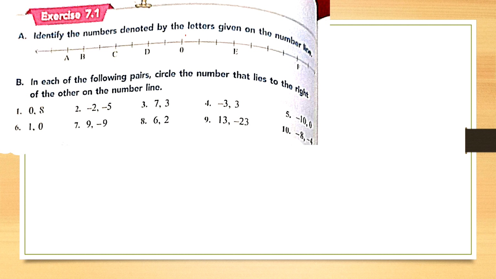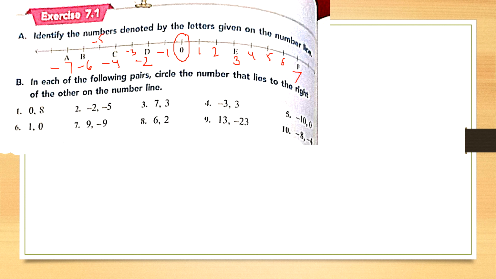You see this is 0. Going to the right side, this is 1, 2. So your E is 3, 4, 5, 6. So your F is 7. Now going to the other side, this is minus 1. D is minus 2, minus 3, minus 4, minus 5, minus 6, minus 7. So this is how this exercise will be done.